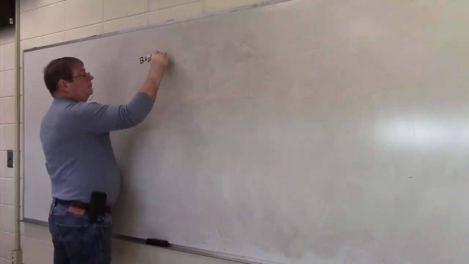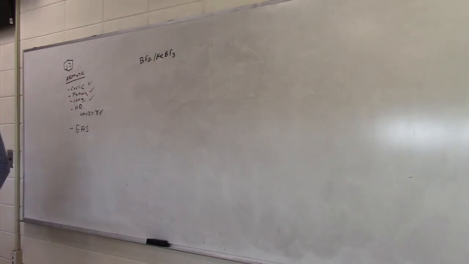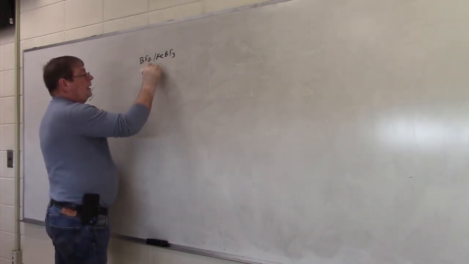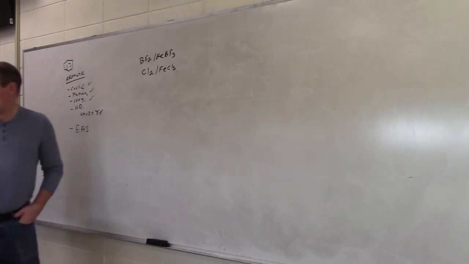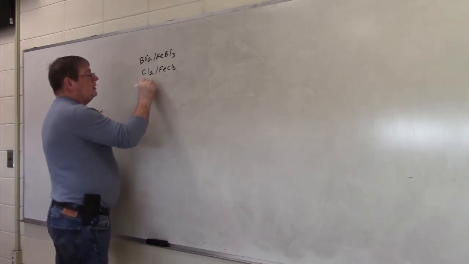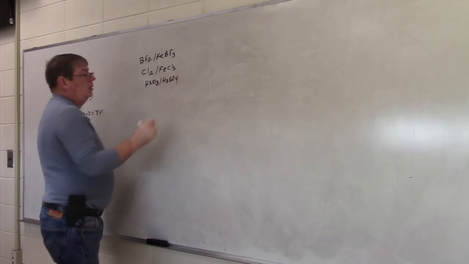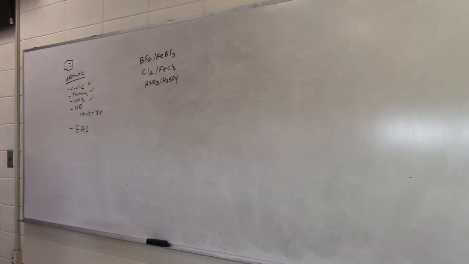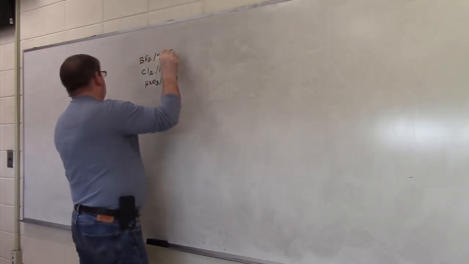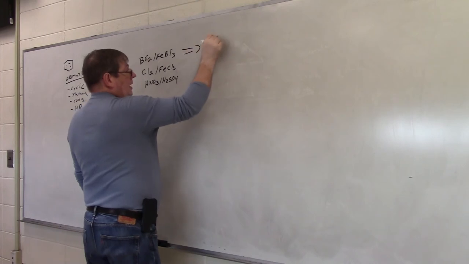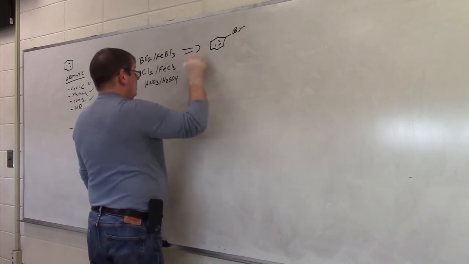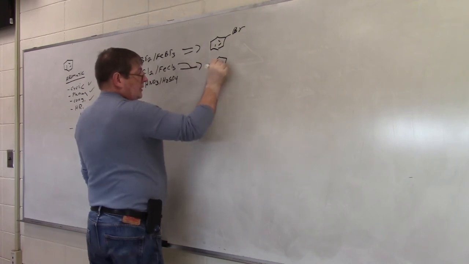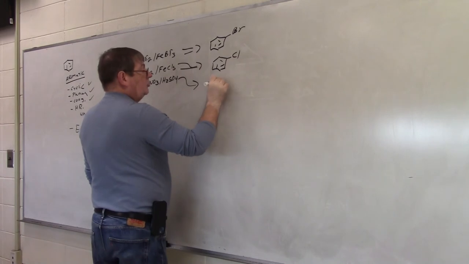Bromine and iron tribromide would give you bromination of an aromatic ring. Chlorine and iron trichloride will give you chlorination of an aromatic ring. HNO3 and H2SO4 will do a nitration of an aromatic ring, put an NO2 group on it. Is bromine and chlorine just halogenation? Yes, just halogenation. So for example, if we were doing benzene, that would make bromobenzene, that would make chlorobenzene, that would make nitrobenzene.